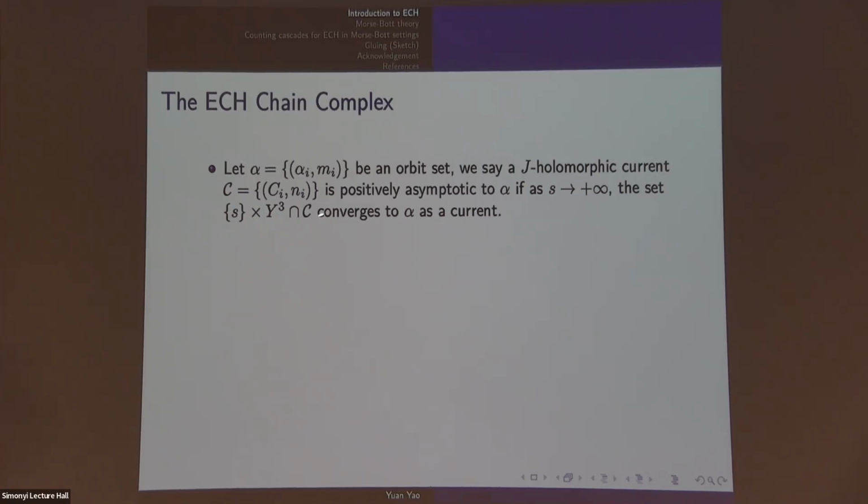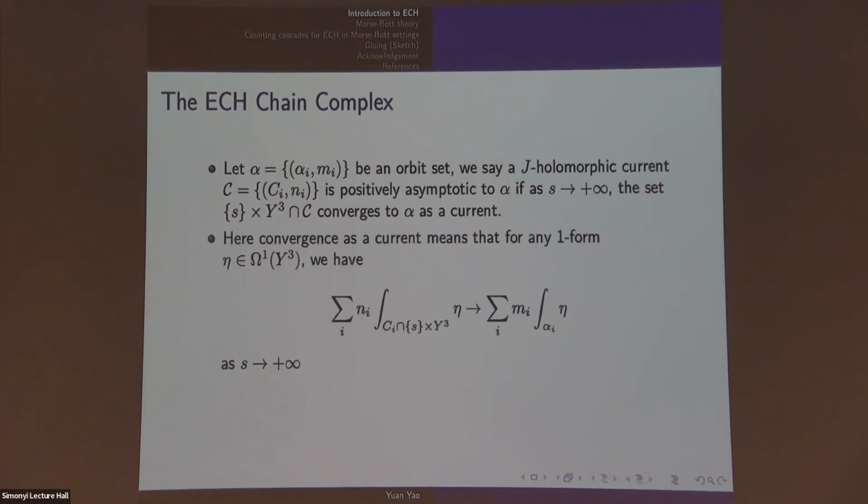The intersection of this holomorphic current is a one-dimensional set with multiplicity. And this one-dimensional set with multiplicity is required to converge to alpha, which is the orbit set, as a current.